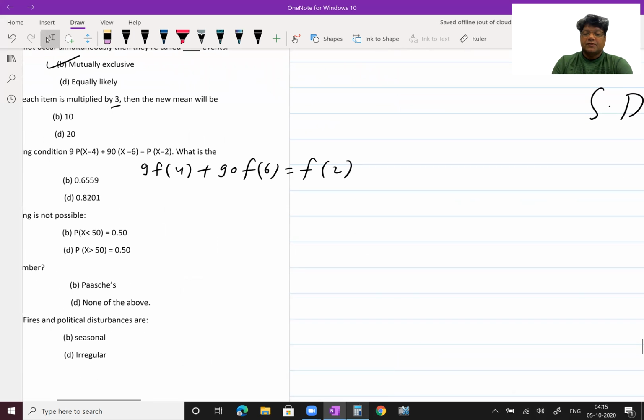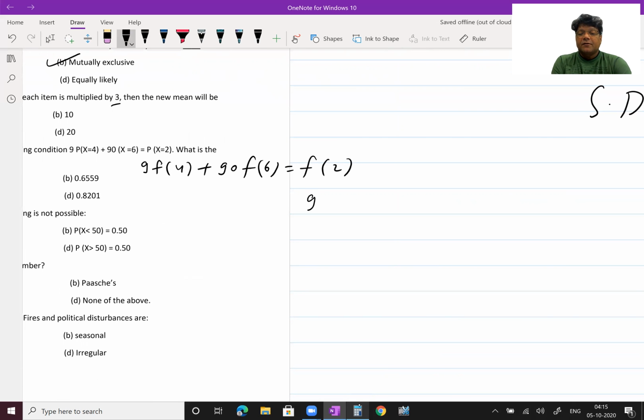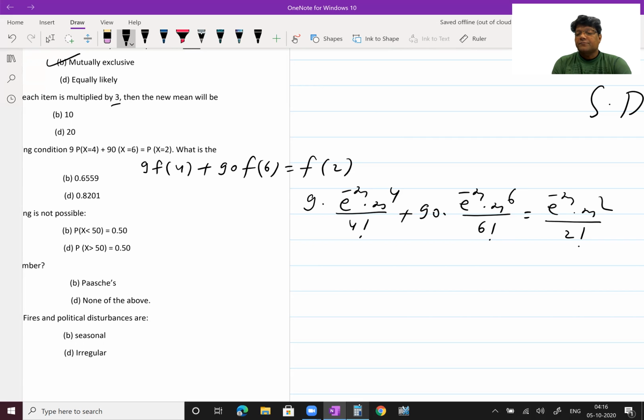Poisson formula, guys, I'm writing here. 9 into e power minus m into m power 4 by 4 factorial plus 90 into e power minus m into m power 6 by 6 factorial is equal to e power minus m into m to the power 2 by 2 factorial. So the left side common is 9.